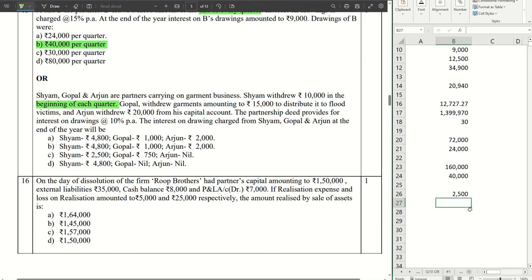For Gopal, he has withdrawn 15,000 worth of garments and no date is mentioned. That will be taken as an average period of 6 by 12. So for him, 15,000 into 0.1, which is 10%, into 6 by 12, so 750 will be his interest on drawings. And for Arjun, since he withdrew out of his capital, his capital has reduced. That will affect his interest on capital. So interest on drawings will not be impacted. So option C is the correct answer here.